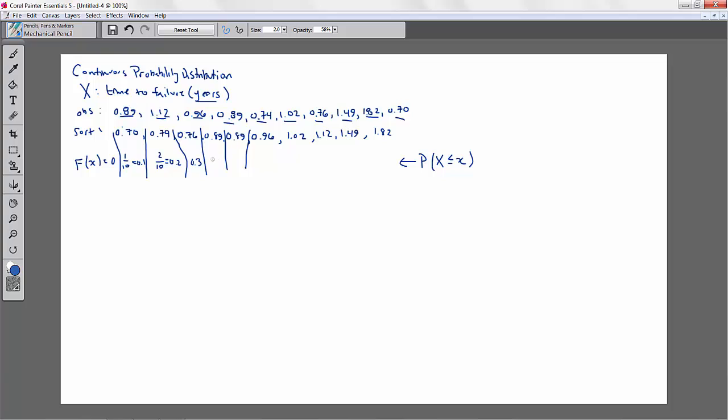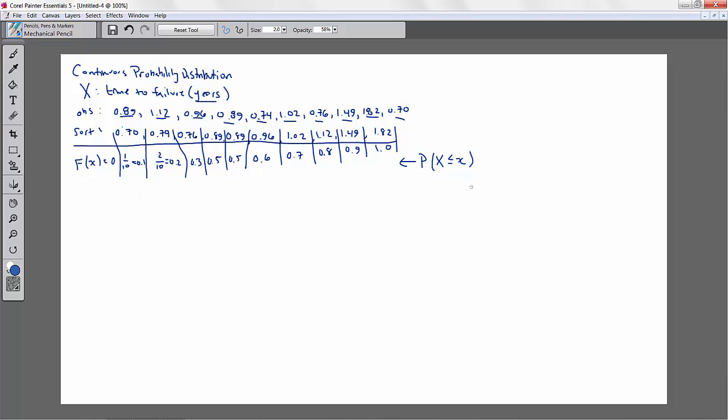For 0.89, since there's a duplicate of the same copy, we know that actually 50% were less than or equal to 0.89. So 10% for this one, 10% for this one, but we add them together. Here, we can continue the trend. 60% were less than or equal to 0.96, 70% were less than 1.02, 80% were less than 1.12, 90% were less than 1.49, and 100% were less than or equal to 1.82.